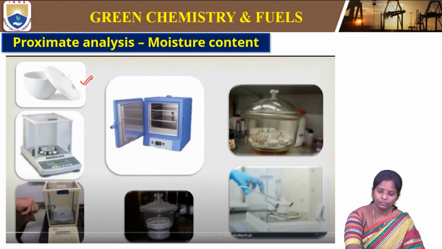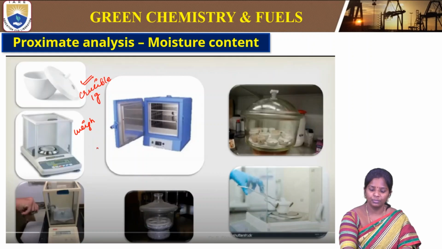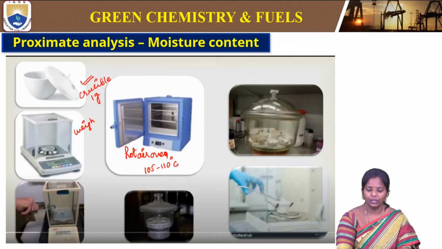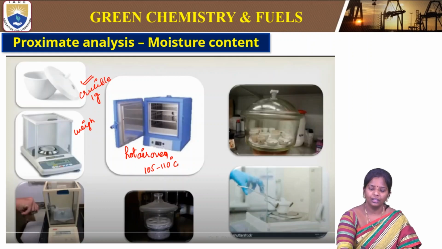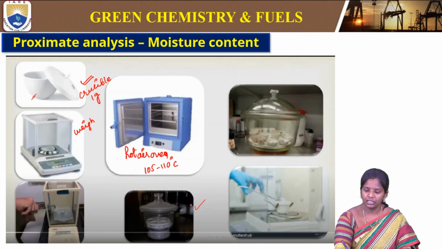So this is the crucible. We take the sample in the crucible and weigh 1 gram of sample. Then keep it in the hot air oven at 105 to 110 degrees centigrade. While weighing, we have to take precautions not to spill the sample onto the weighing balance, and the crucible should be kept in the oven with the lid. Then this is the desiccator we use. This is how it looks, the desiccator, after we transfer the crucibles into it. This desiccator is used for cooling to room temperature.